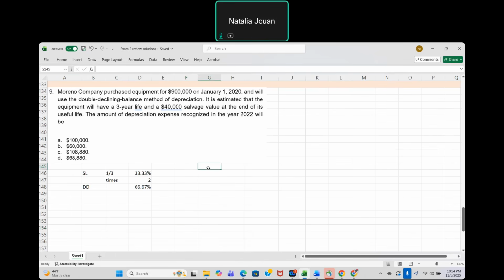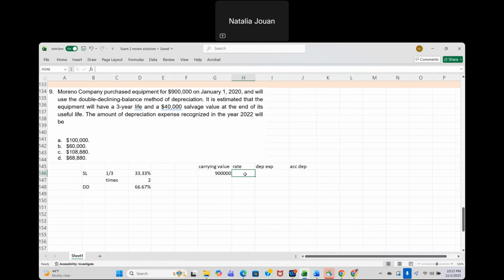So what are we going to do? We're going to do carrying value times the rate that we just came up with. This is our depreciation expense. And then we're going to have accumulated depreciation. So when we start, we have a carrying value of 900,000. That's our book value. Carrying value, book value, same thing. The rate is going to be 66. By the way, this is January 1st, so we don't have to worry about dates, but always look at the date.